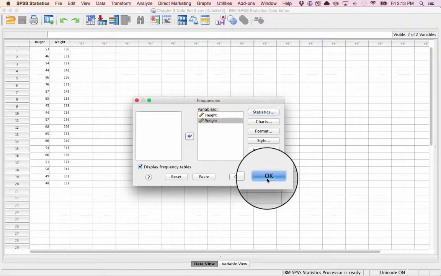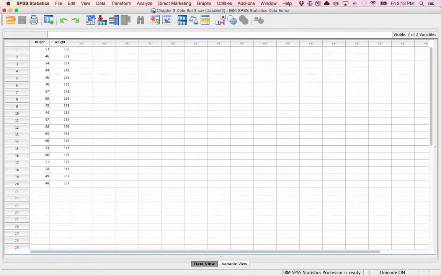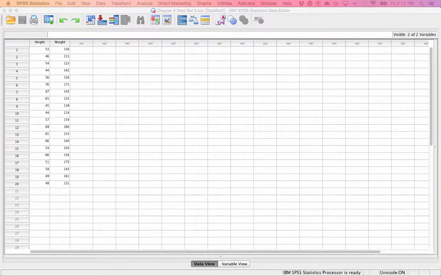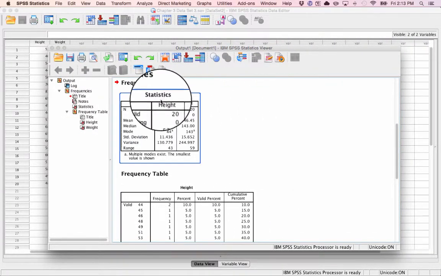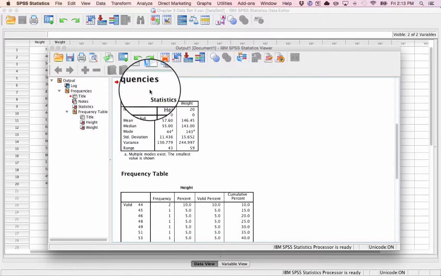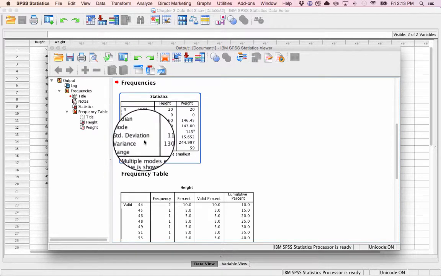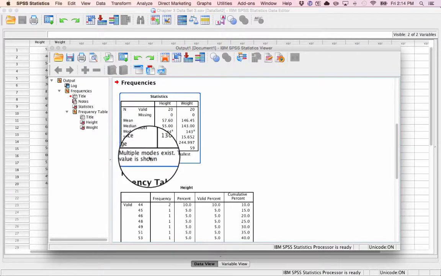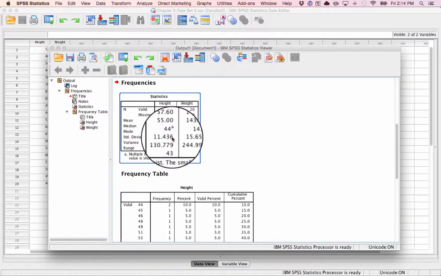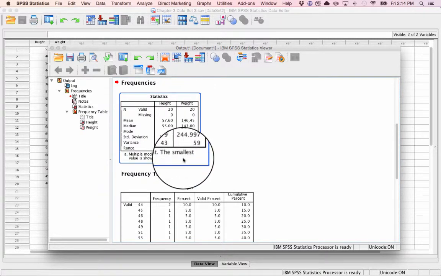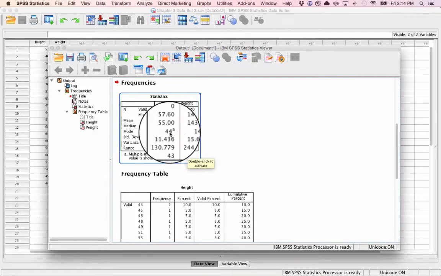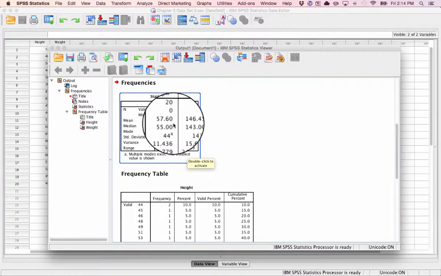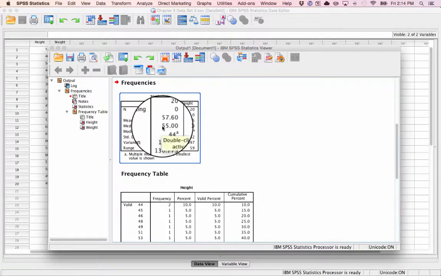Next, OK. SPSS will do its thing and provide the analysis. First off, we have our table that includes the mean, median, mode, standard deviation, variance, and range. And you notice two columns, one for height, one for weight. If you chose only one column, you only see one present. If you chose more than two, you'll see each of these present here.